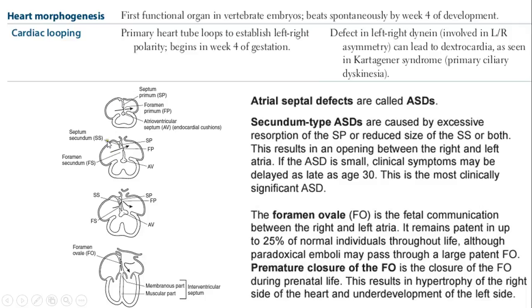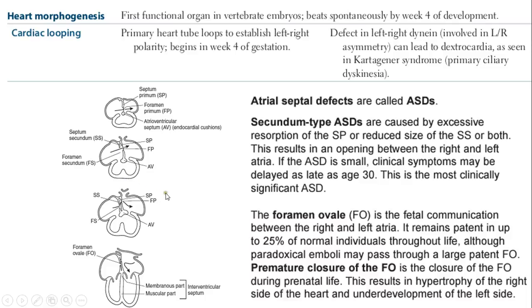And then there's a septum secundum, which is the second one that comes down. This one ends up kind of covering up the hole here. And the septum secundum, that one also can be reabsorbed too much. And so the secundum type ASD is basically where these things get reabsorbed. And so what happens is if this gets reabsorbed, then there's still this hole here. And it says clinical symptoms can be delayed as late as age 30, which is amazing.